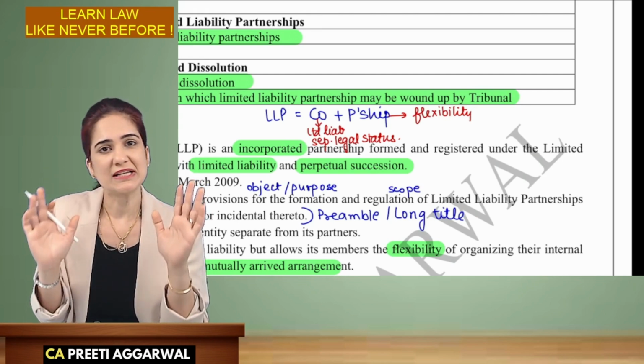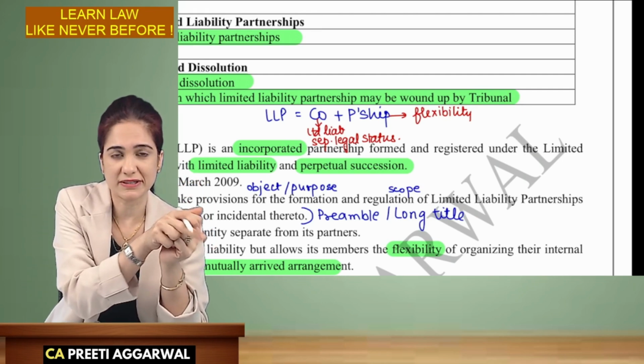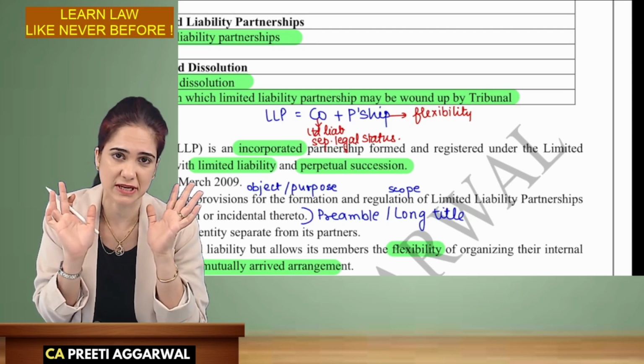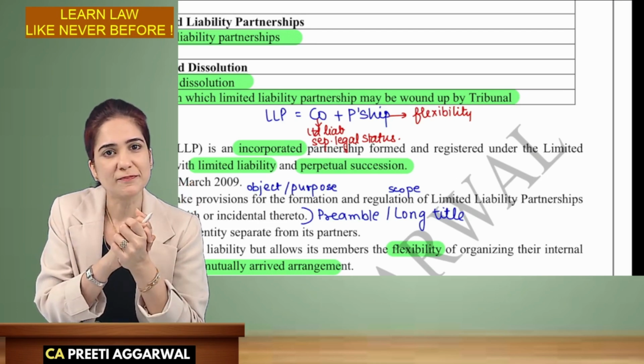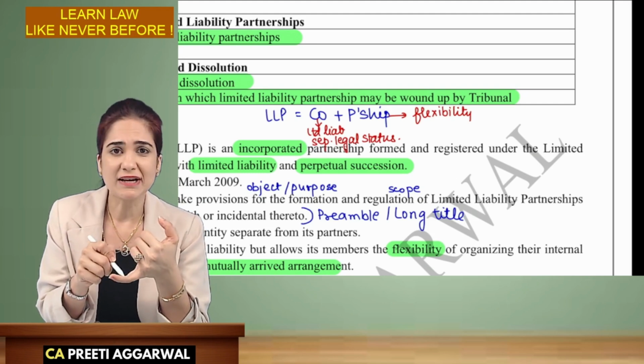Their personal assets are not liable. Like in case of partnership, the liability is joint, several, unlimited. There is always a fear of losing your personal assets. Here, there is no such fear. Also, you will get perpetual succession, separate legal identity.